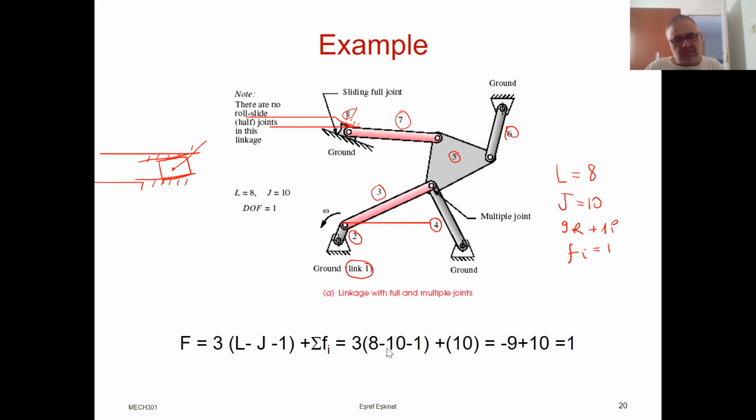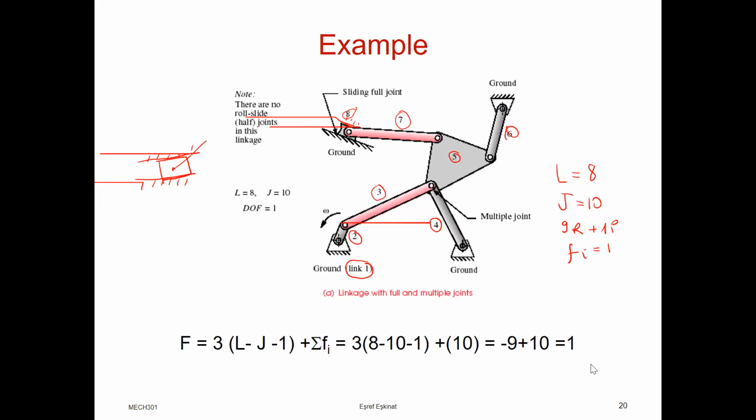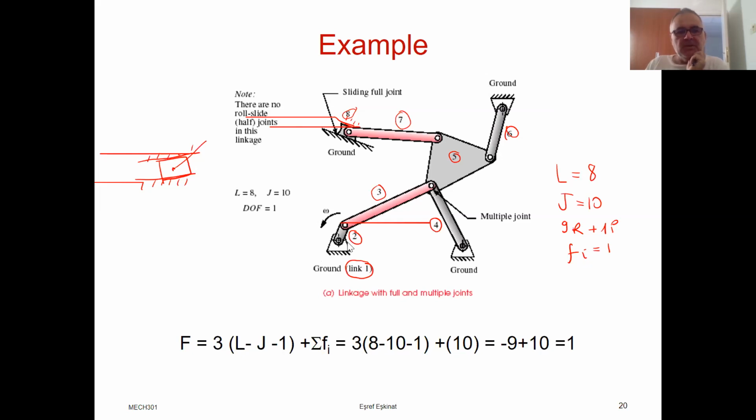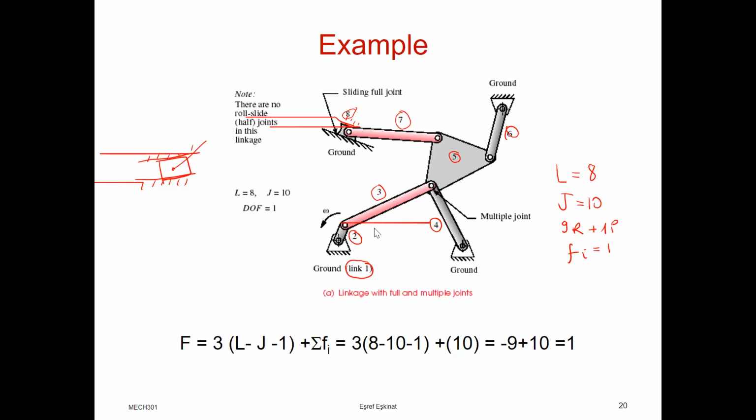Minus 9, right? 8 minus 10 is minus 2. Minus 1 is minus 3. 3 times minus 3 is minus 9. Plus the degree of freedom is 10. So we get 1. So this mechanism has a degree of freedom of 1. If you rotate this small crank with an omega, the whole mechanism moves with a prescribed motion.